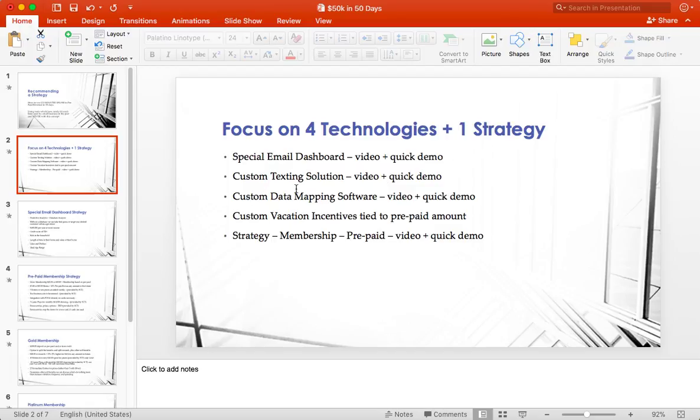We have a custom texting solution, which I can give you separately, with a different video and a quick demo, but I'll illustrate it quickly. We're going to use a data mapping software that also has its own video and demo. And then we're going to use custom vacation incentives that customers receive just by giving your business money in advance. This is also going to enhance the deposits. Then we're going to combine that with a custom strategy with a membership and a prepaid, and I have that in a video and a quick demo. So that's what we're going to do.